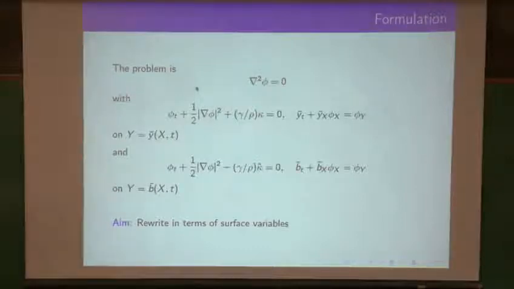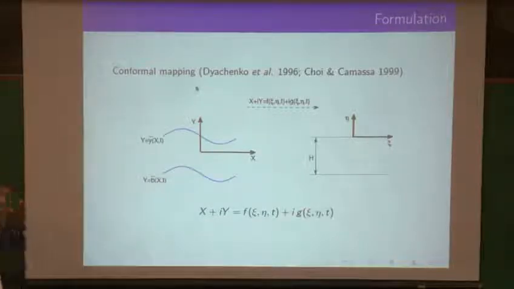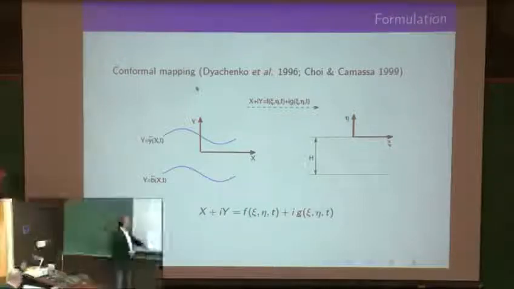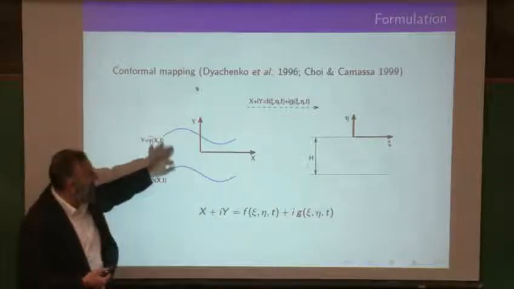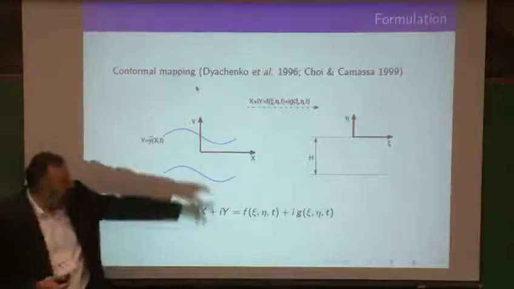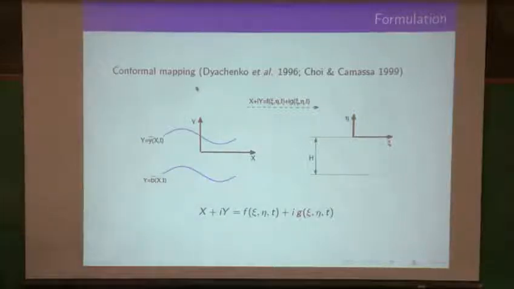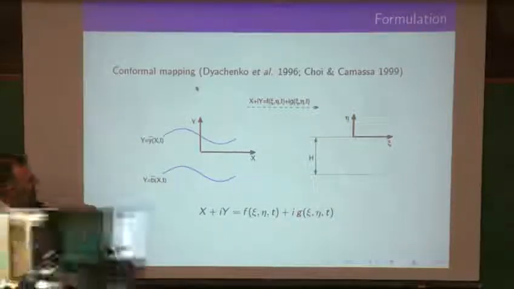We're going to rewrite this in terms of the surface variables, as some other people have done in the past, and we use this formulation, which was given by Dyachenko and later reformulated a little bit by Choi and Camassa. So the idea is to use conformal mappings and go from the physical plane to a nice rectangle, with this H, which some people call the conformal modulus. So the point is to find now these functions f and g.